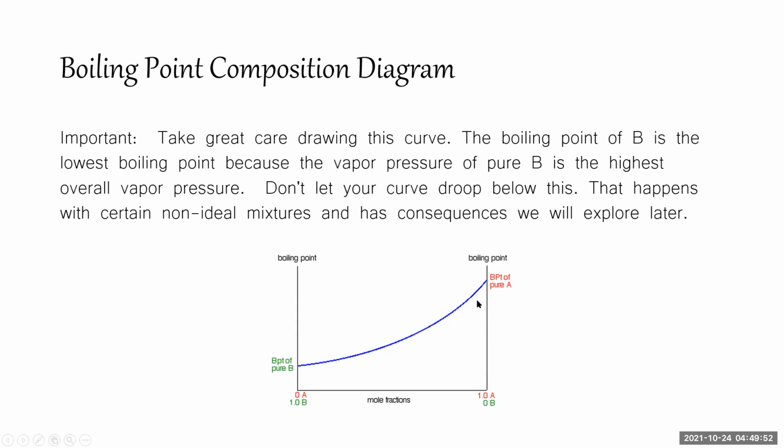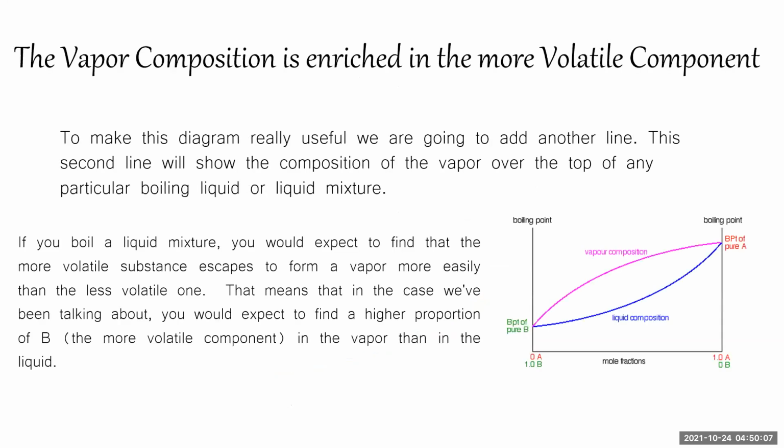That can happen with certain mixtures that deviate quite a bit from ideal, and it has consequences that will be explored in Chem 233L, where we talk about azeotropes. Okay, in order to make this diagram really useful, we're going to add another line. This second line will show the composition of vapor over the top of any particular boiling liquid or liquid mixture.